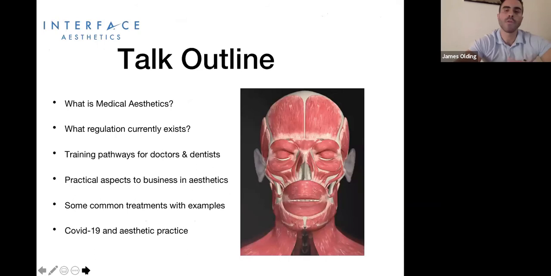Looking at the outline of the talk, we're going to discuss what medical aesthetics is. We're going to talk about what regulation currently exists. We're also going to have a think about training pathways that exist for doctors and dentists. We'll have a look at the business side with regard to marketing, and any rules and regulations that exist in that area. And we'll also come to some common treatment examples. I won't go into too much detail with the treatment in this talk because there will be further webinars. This talk is aimed at being a general introduction, so that we give you a general overview and a better insight into the area of non-surgical aesthetics.